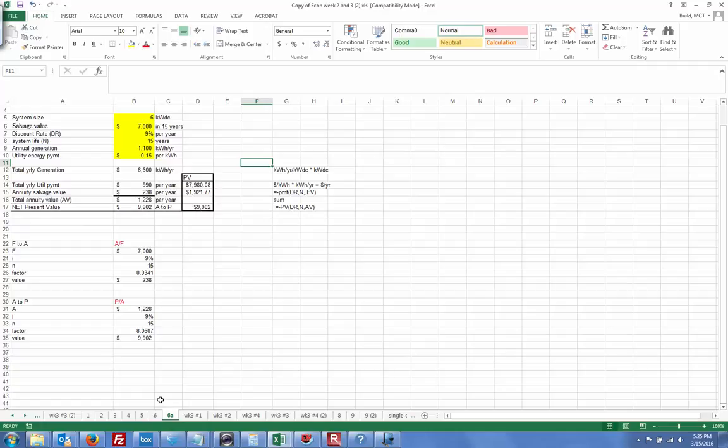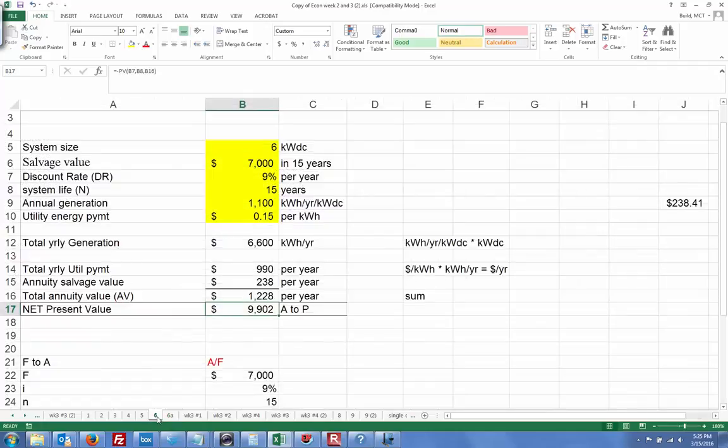Getting it? Do that one more time? Sure. So to get the yearly utility payment, it's the 15 cents per kilowatt hour times the 6,600 kilowatt hours per year. It gives us $990 per year. The salvage value in 15 years is going to be $7,000, which is the same as $238, and we use the payment function. And so I just demonstrated it off over here too.